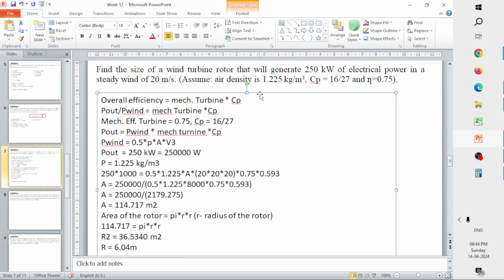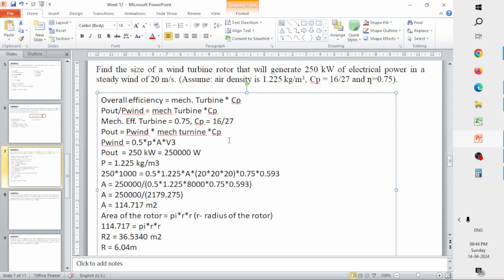Based on this, you can have a variety of models. They can give you the density of the air, the area, the wind speed, the mechanical efficiency of the turbine, the value of the Cp, and then they can ask you to calculate what amount of electrical power will be generated from the system. So that can be one way of asking this particular question.